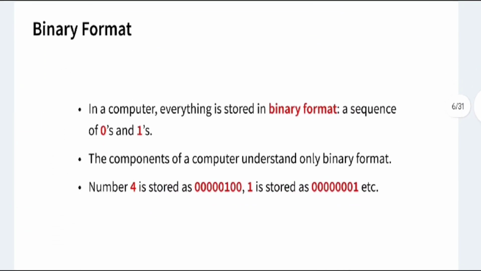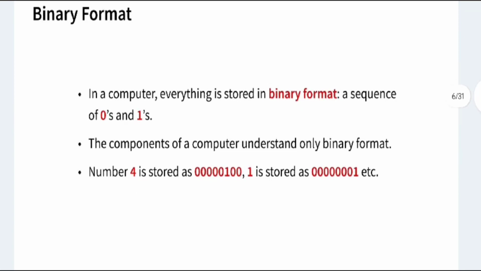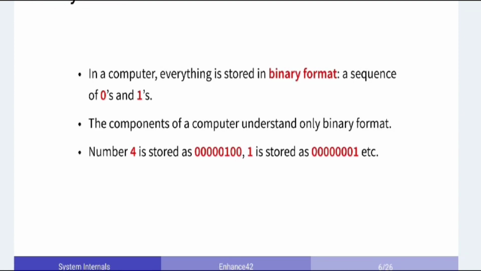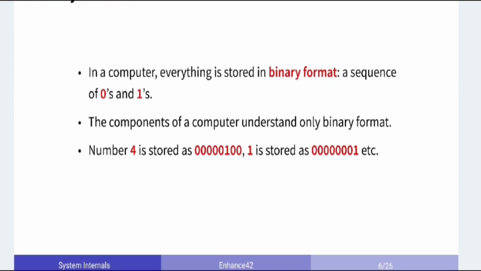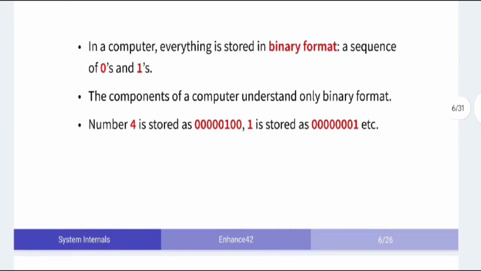And let's go into the binary format. In a computer, everything is stored in binary format, a sequence of zeros and ones. The components of a computer understand only binary format. Number 4 is stored as 0100, and number 1 is stored as 0001.